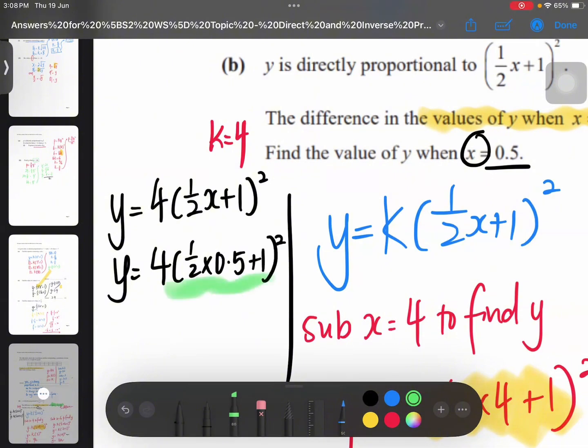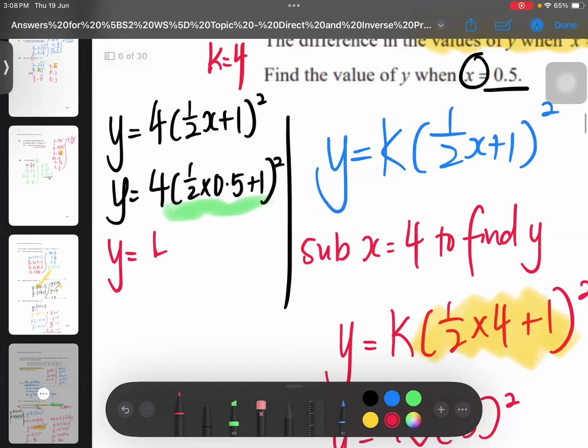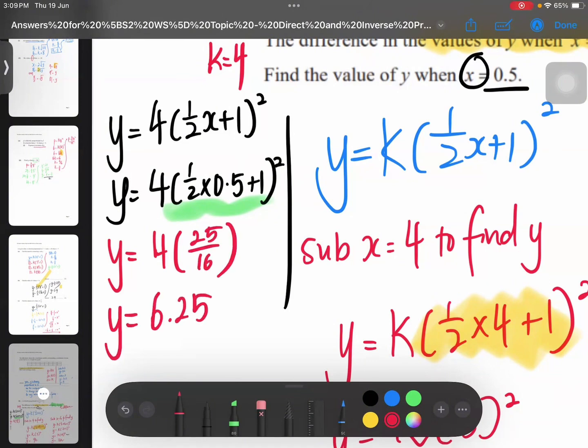All right, so solve this part first. So what you're going to do is you're going to say y equals 4. Okay, over here, how much is that? Half times 0.5 plus 1, then you square it. Right now, this becomes how much? 25 over 16. Agree or disagree? Times 4, your y will therefore be 6.25, and that's your answer for this question.